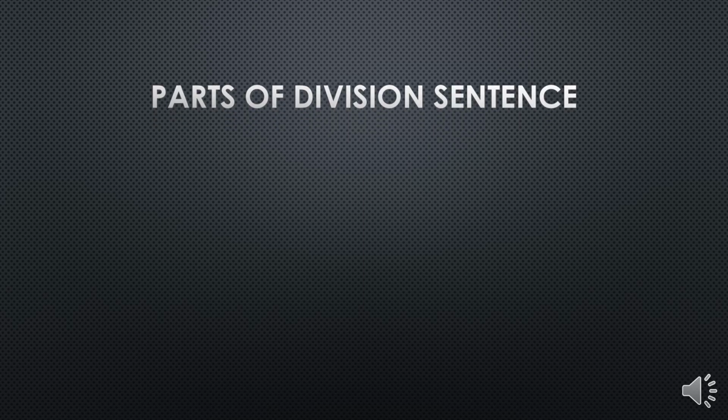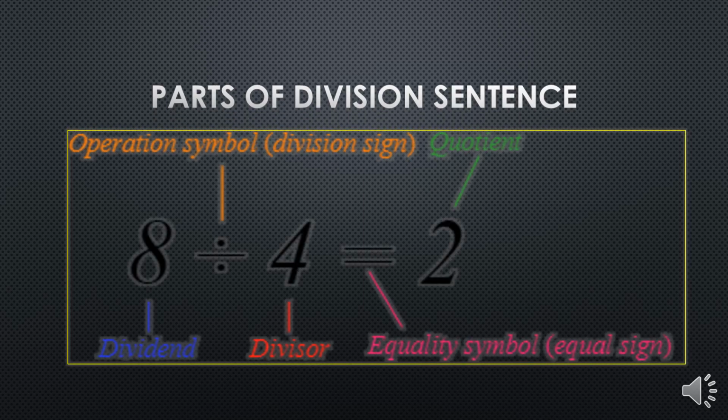Parts of division sentence. In a division sentence, the first number before the division sign is the dividend. The second number after the division sign is the divisor. Then the division symbol or division sign will come in between, then the equals to sign, and then the answer of division after the equal to sign will be the quotient.